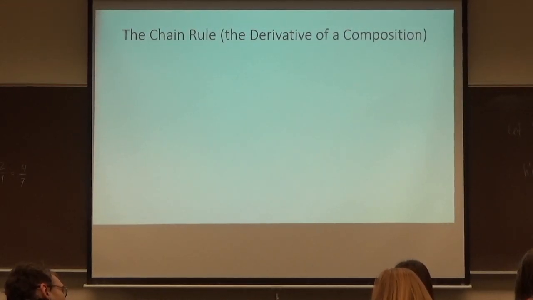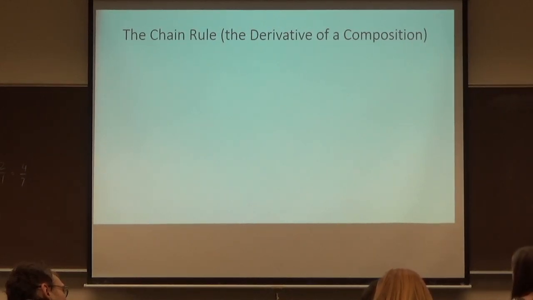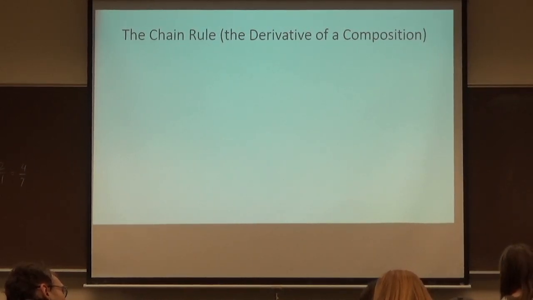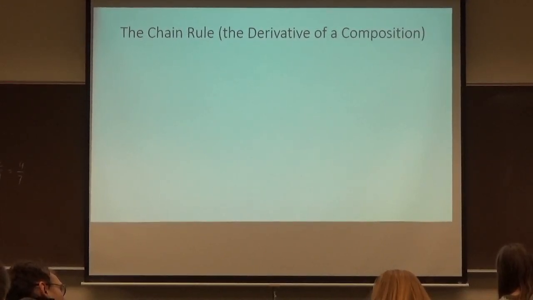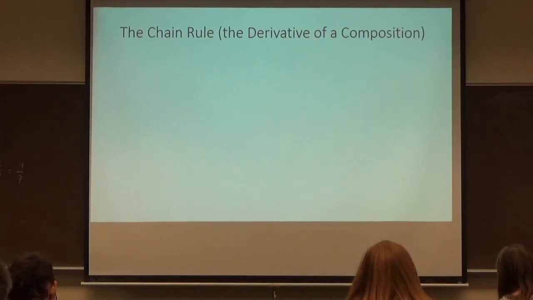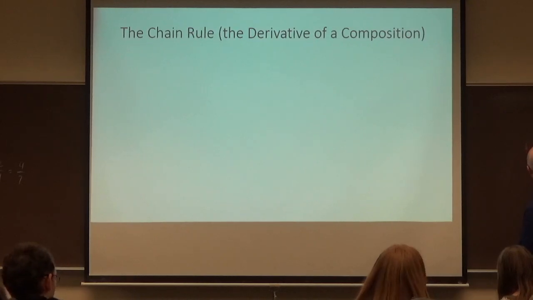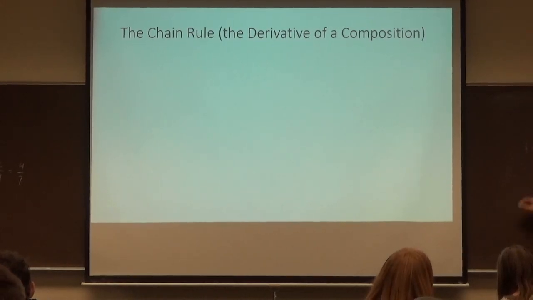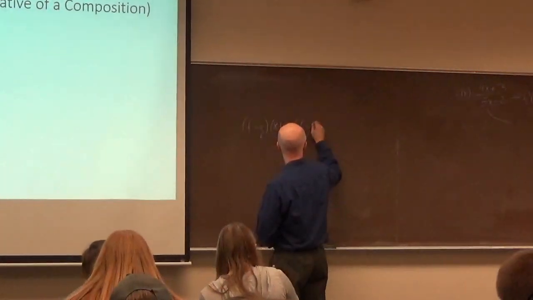There's another rule called the chain rule that's also very important. For the derivative of a composite function, where you plug one function's output into the other function. Remember that? Composition, the circle operation. F circle g of x means f of g of x.